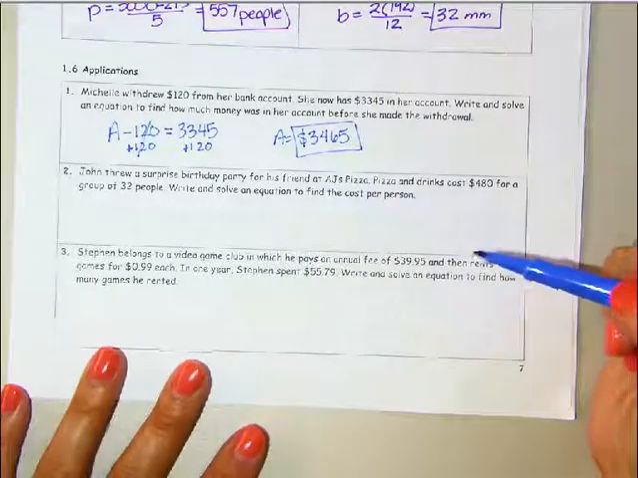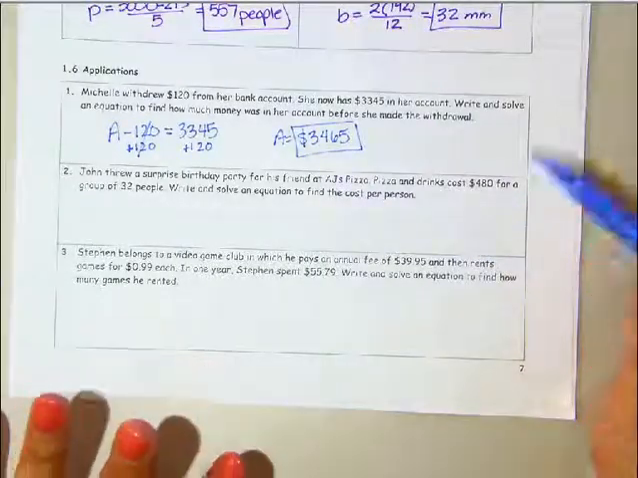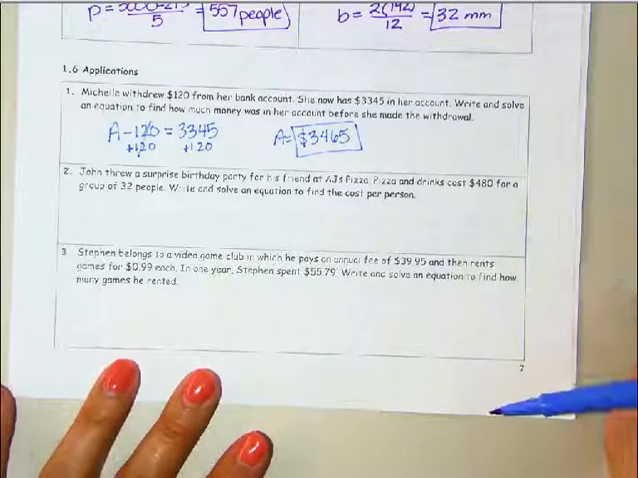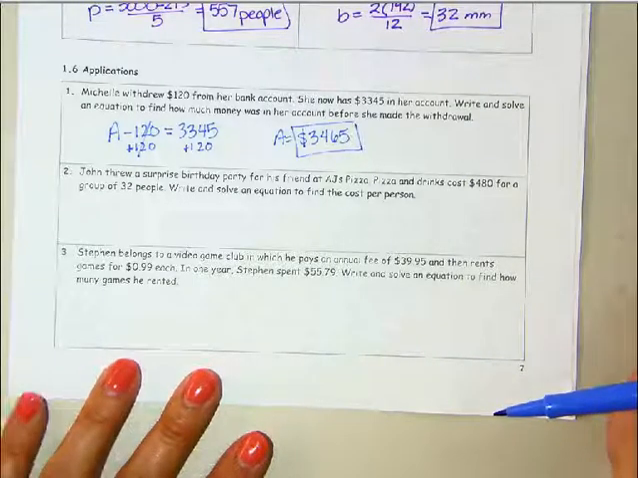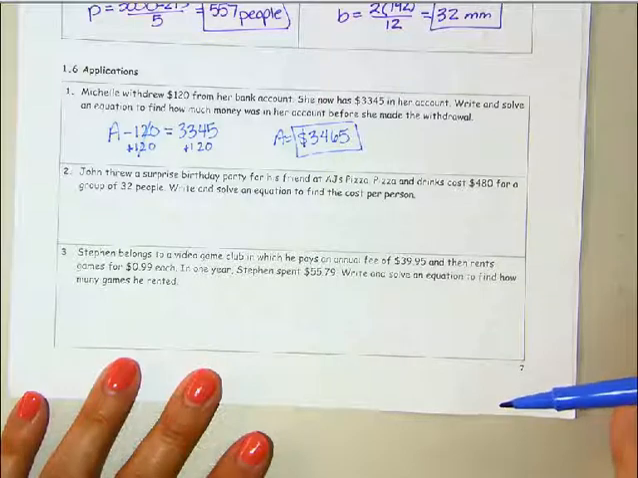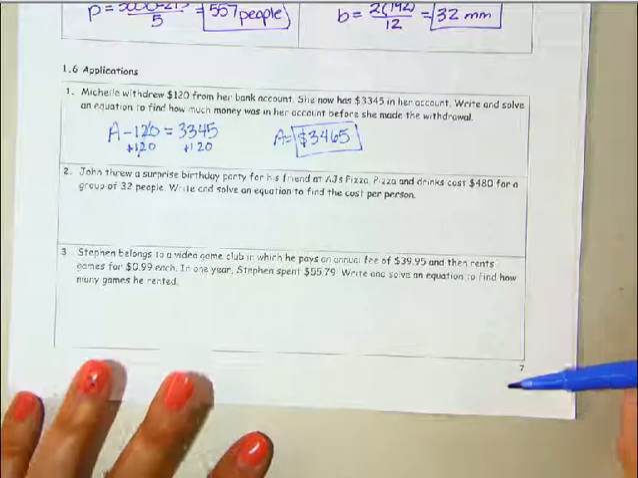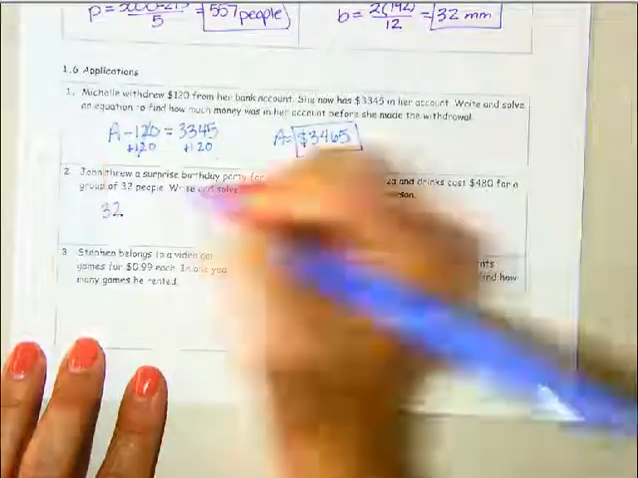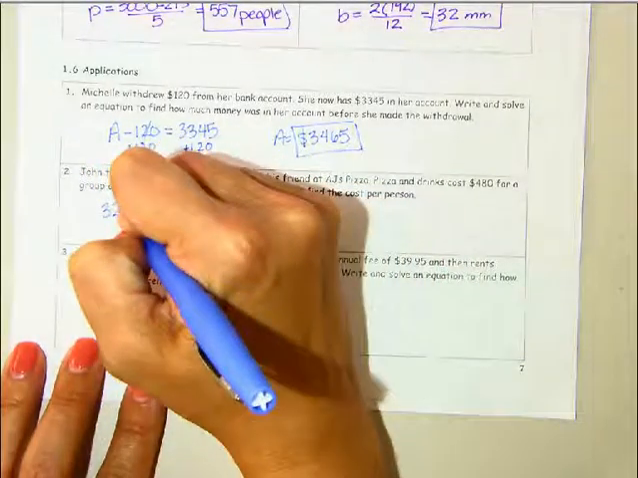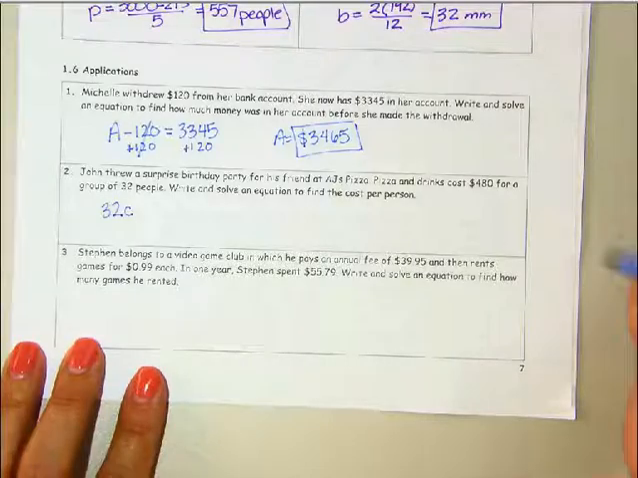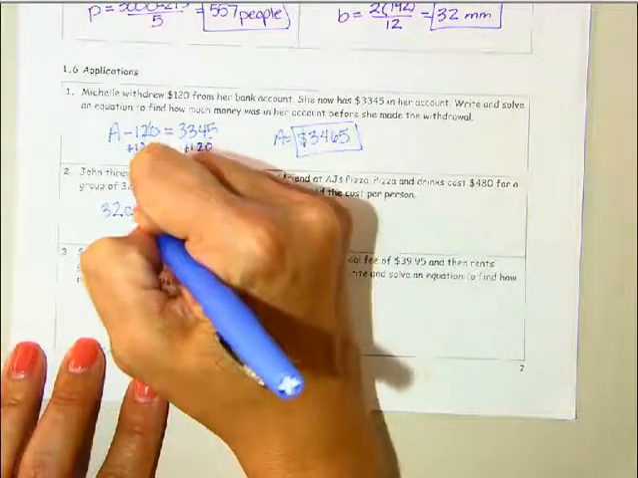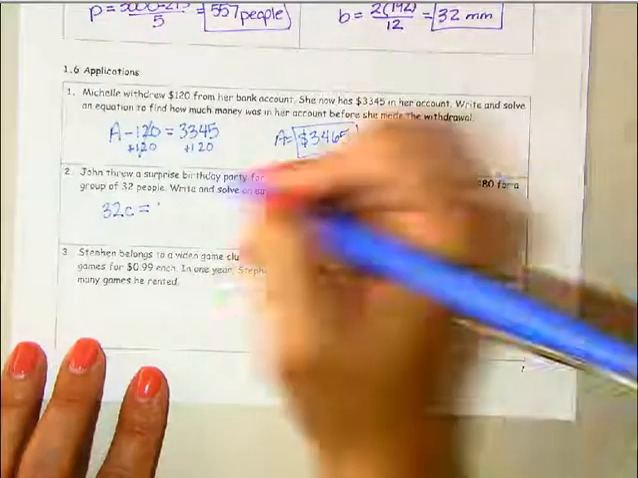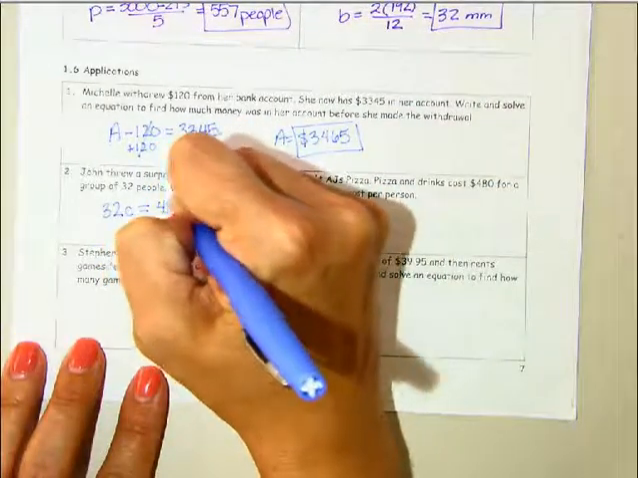And number 2, John threw a surprise birthday party for his friend at AJ's Pizza. Pizza and drinks cost $480 for a group of 32 people. Write and solve the equation to find the cost per person. So we know there's 32 people, but I don't know how much they cost. So I'm going to use the letter C just for cost. You could use X, doesn't matter. But the total cost of all those 32 people was $480.